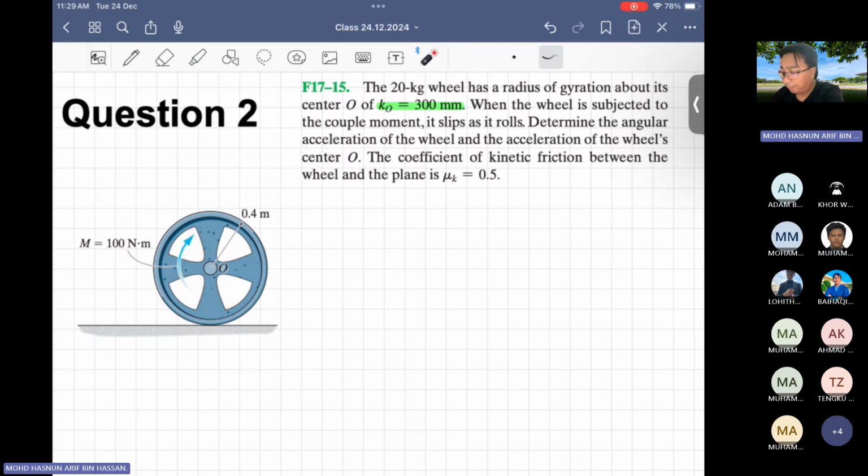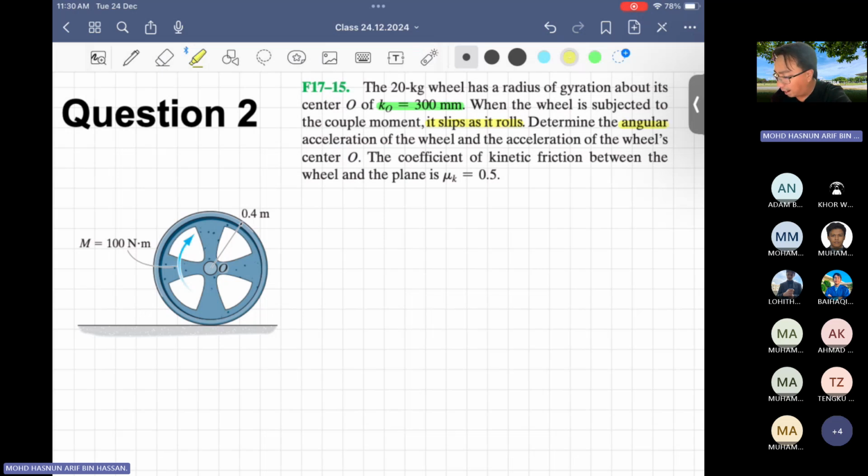100 Newton meter. And the important information here is that it says it slips as it rolls. Okay, maksudnya dia bukan lagi rolling yang smooth. Dia akan berlaku sliding between the wheel and the ground. Okay, so ada sliding motion. So it slips as it rolls. Determine the angular acceleration of the wheel.